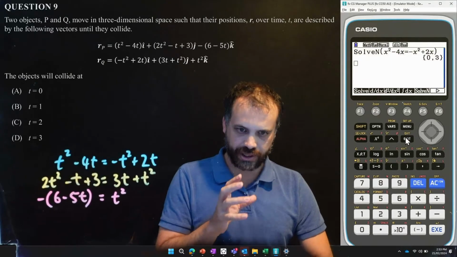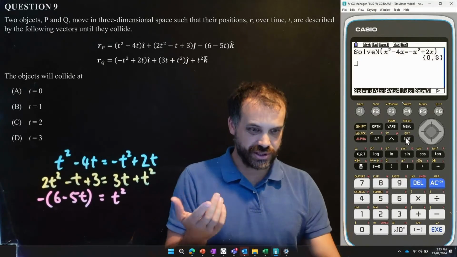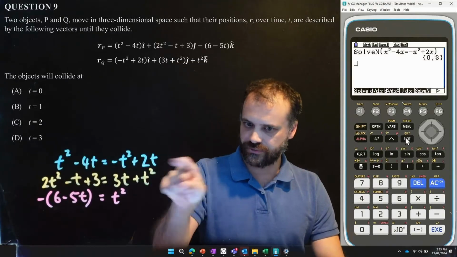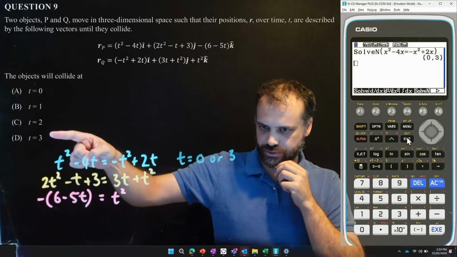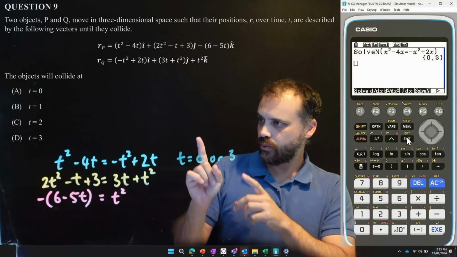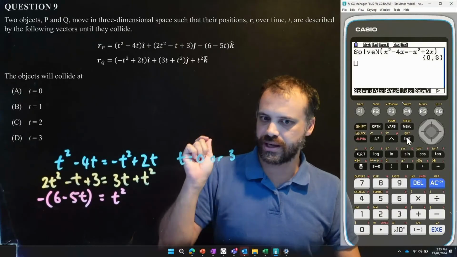Always good to remember that. T equals 0 or 3. So that's for this one right here. So that narrows down our options. Either A is correct or D is correct because that's when our two particles have the same x coordinate.